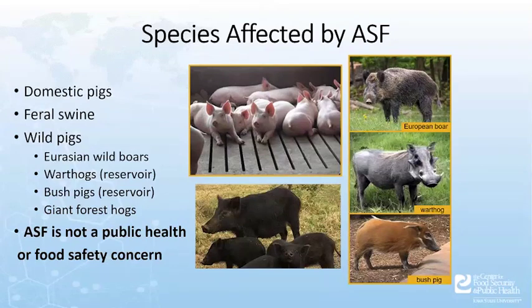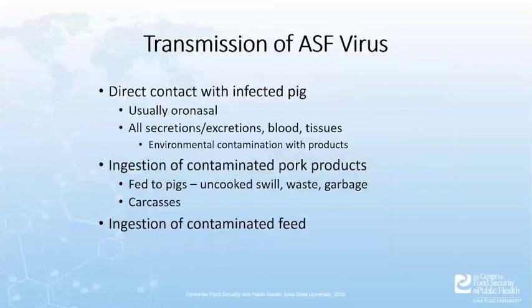And where I left off is that ASF is not a public health or food safety concern, and it's very important that we all have that message in mind if we do get an ASF outbreak here. So just quickly, some methods that it's transmitted. Direct contact with infected pigs, and it's usually oral nasal exposure as compared to aerosol or something else. The virus is shed in all of the secretions and excretions, high concentrations in blood and tissues. And environmental contamination is a concern.